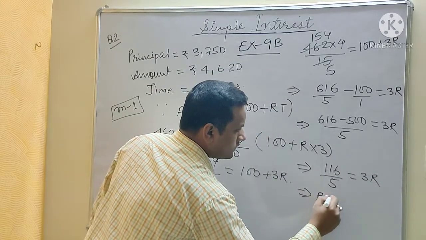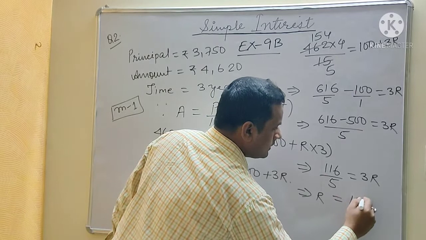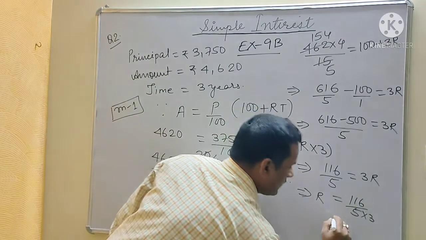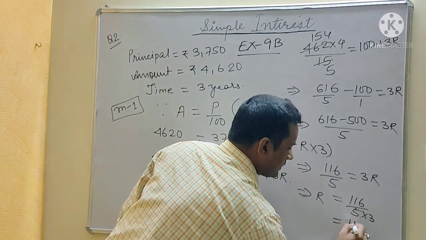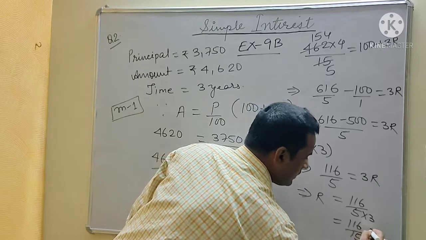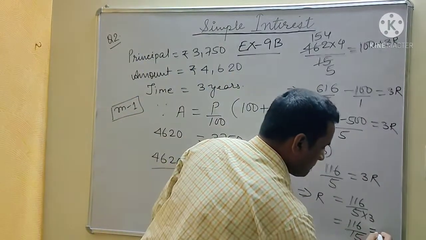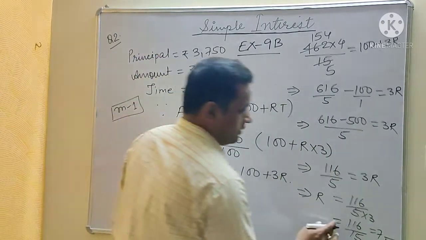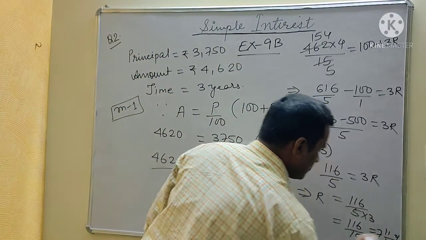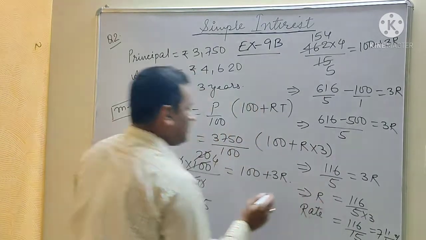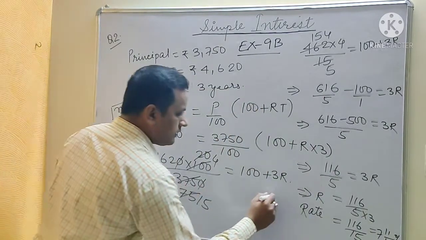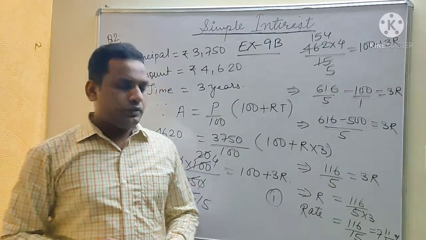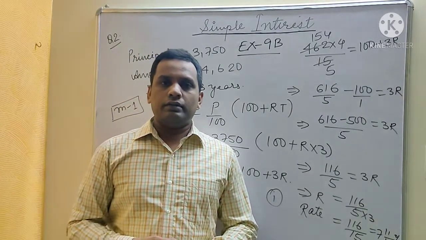Therefore, R is equal to 116 by 5 into 3, that is 116 by 15, which will be equal to 7 whole 11 by 15%. So from here we get the first part, that is rate is equal to 116 by 15, which will be equal to 7 whole 11 by 15%.